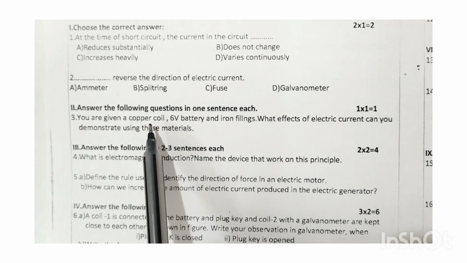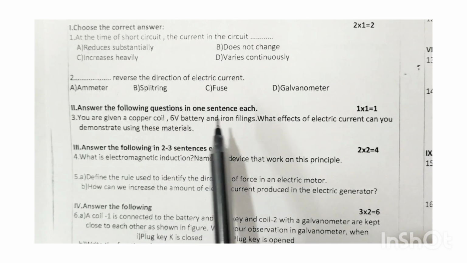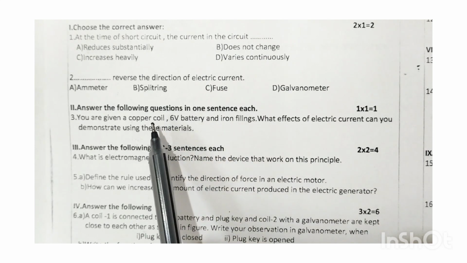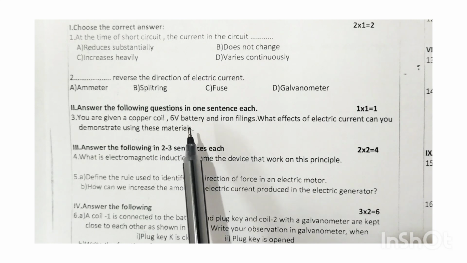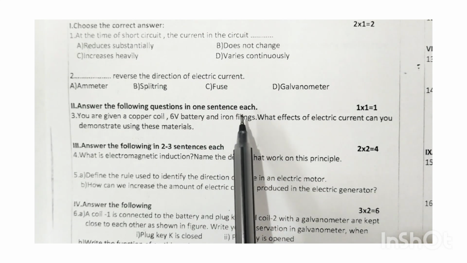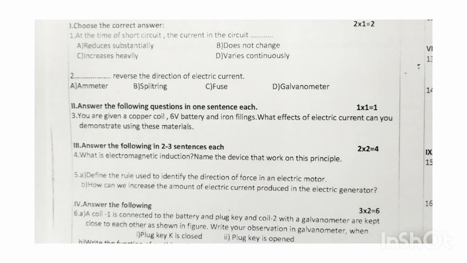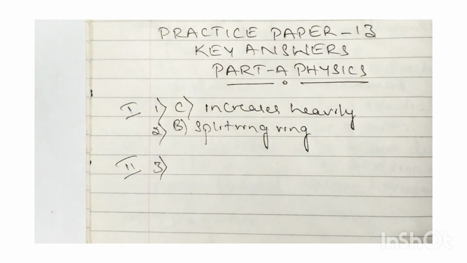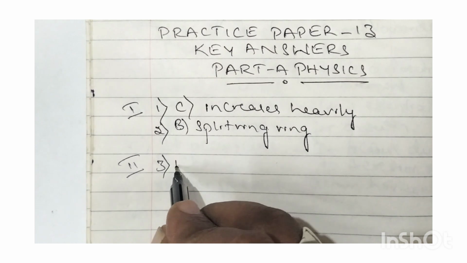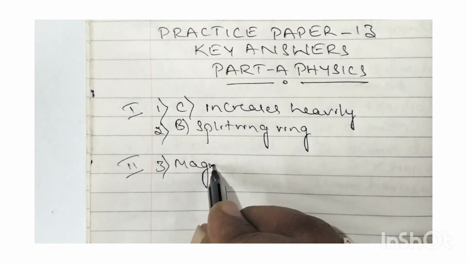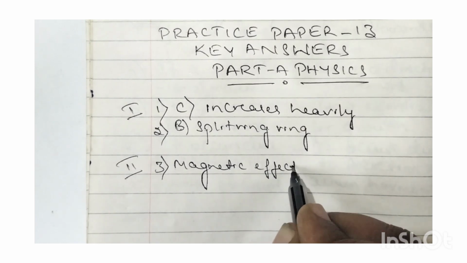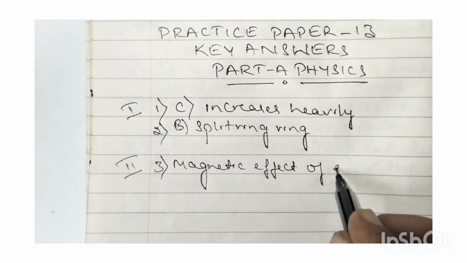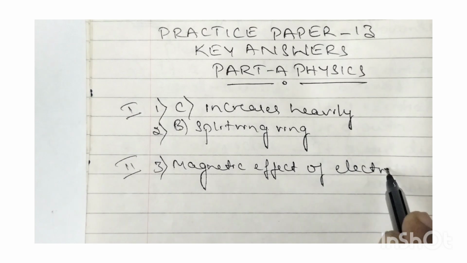So around that current, a magnetic field is produced, and that magnetic field will attract the iron filings. This is called the magnetic effect of electric current. Magnetic effect because of electric current is called the magnetic effect of electric current. That is the name of the chapter, magnetic effect of electric current.